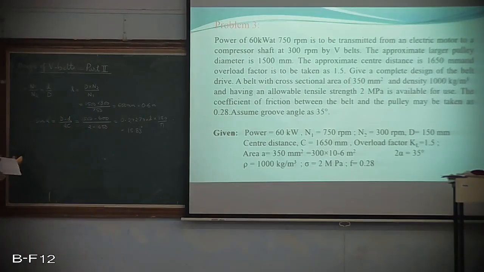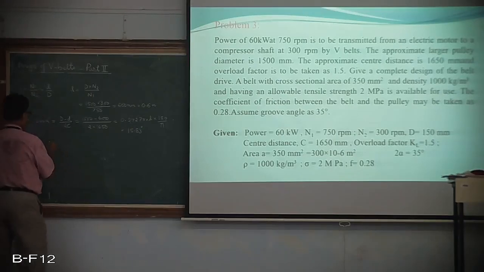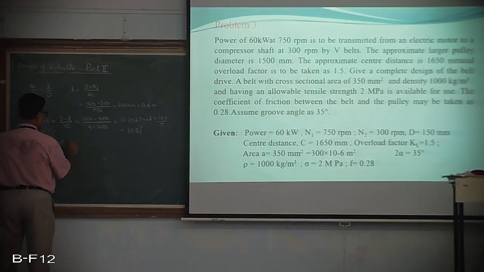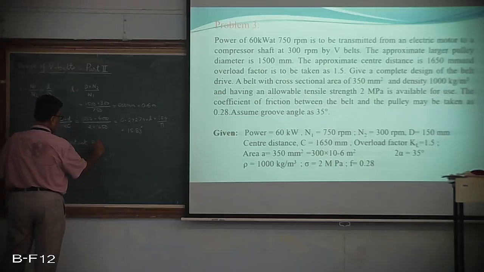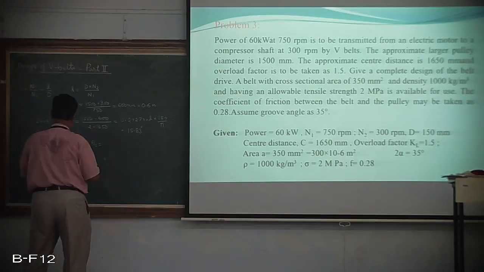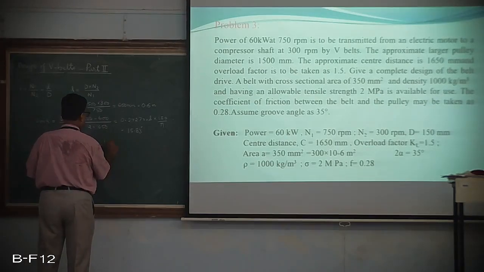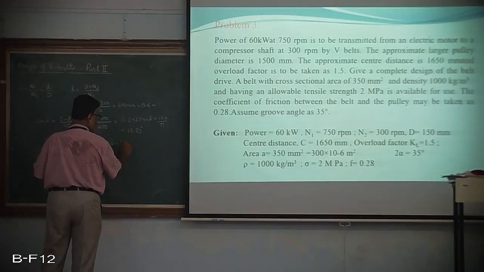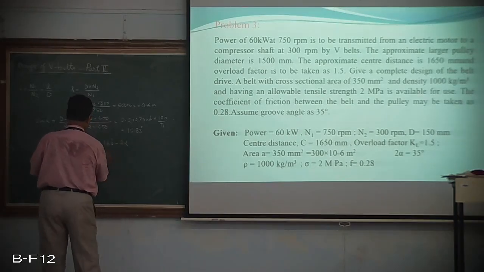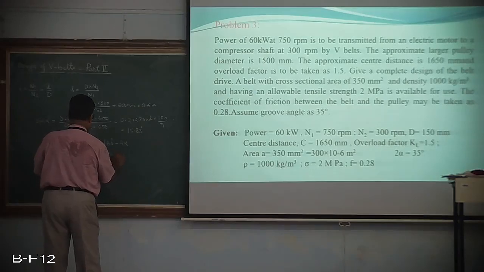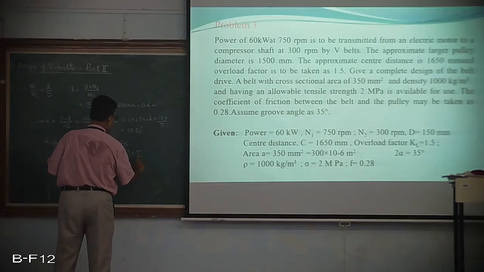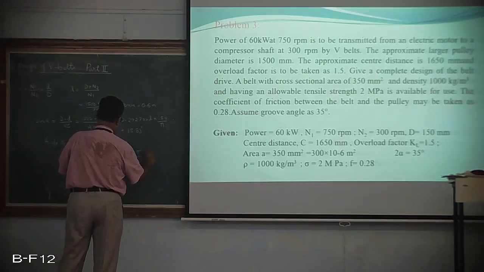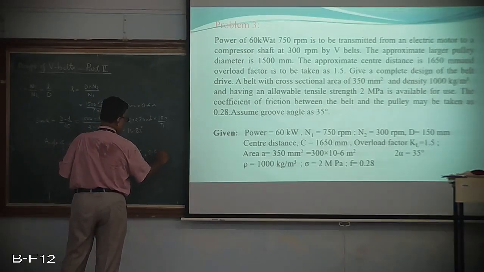Now, angle of contact, what we want? Angle of contact theta, yes, we call it minimum for the smaller pulley. This is going to be 180 degree minus 2 alpha, which is equal to 148.34 degree, or by multiplying by pi by 180, I will get 2.6 radians.